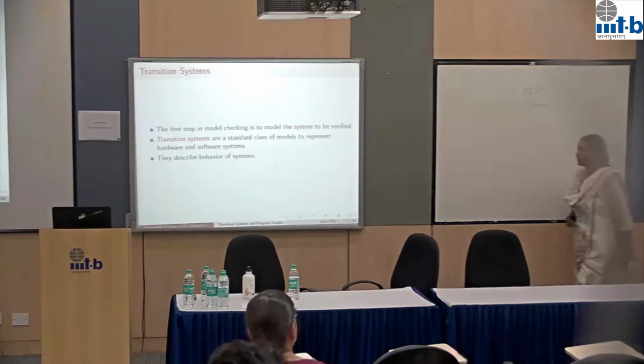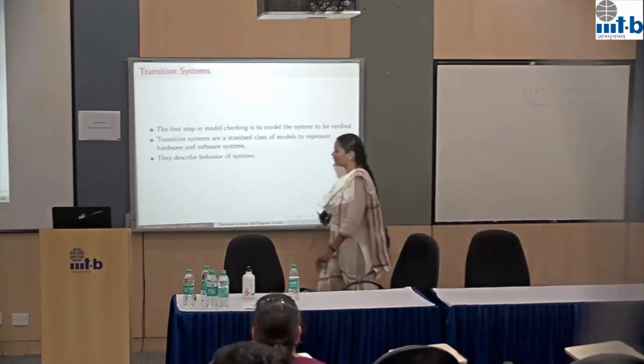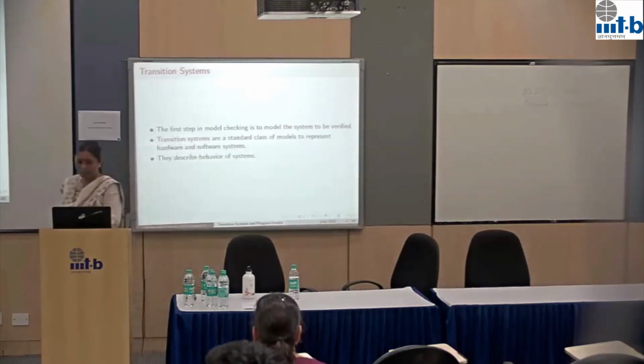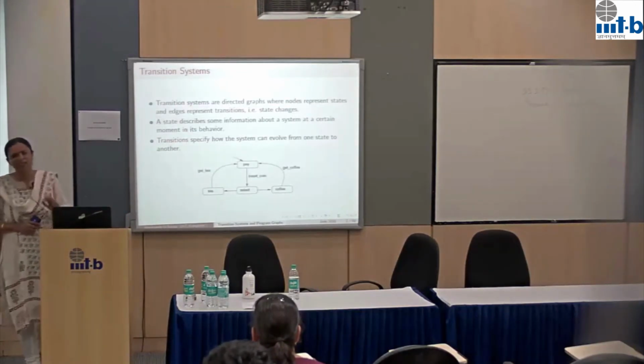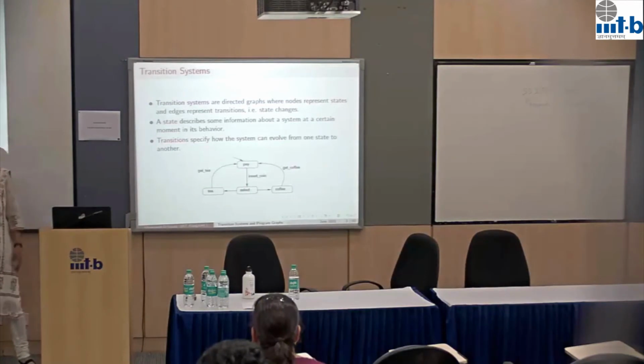Transition systems are a standard model to represent hardware and software systems. They represent the behavior of a system. If you know a finite state automaton, you know this. Otherwise, just think of it as a graph. Most of it will become very clear to you, right?